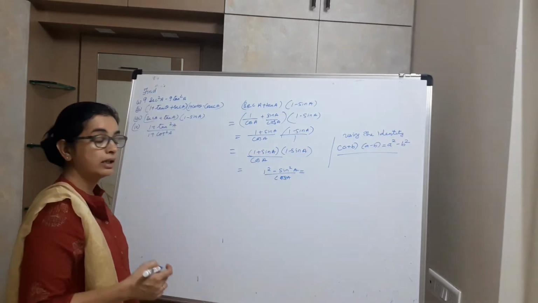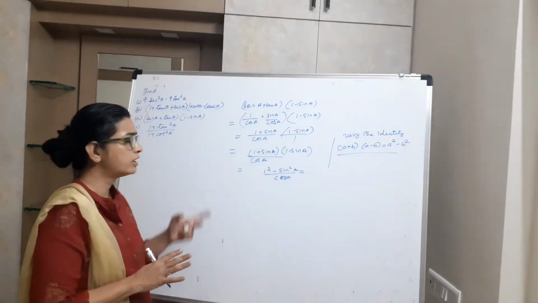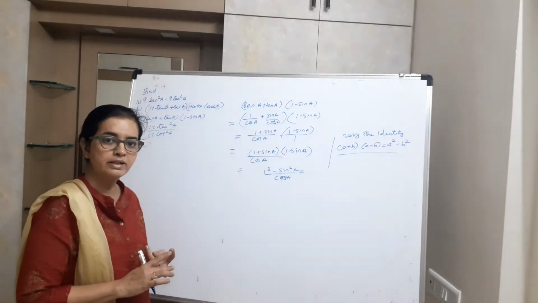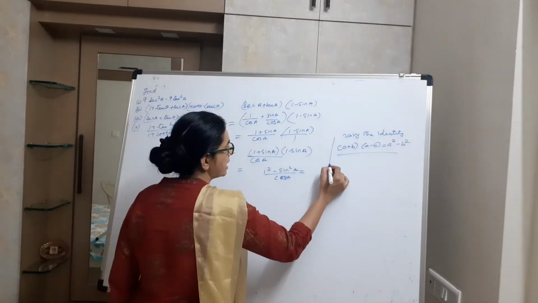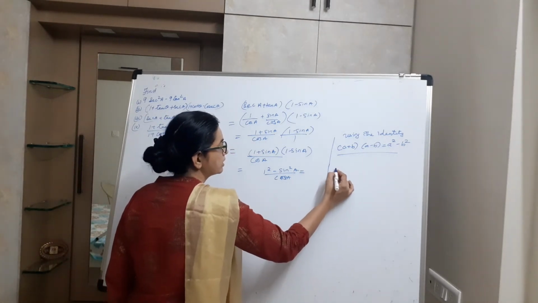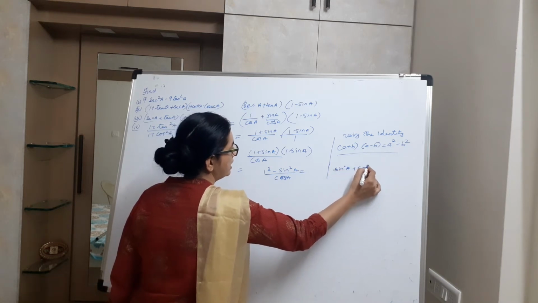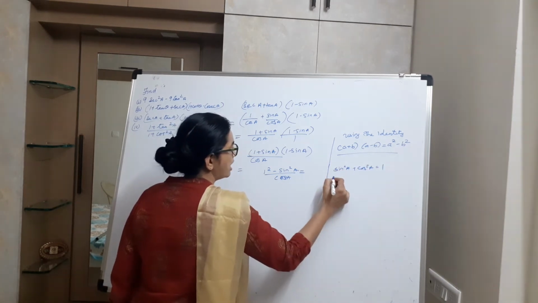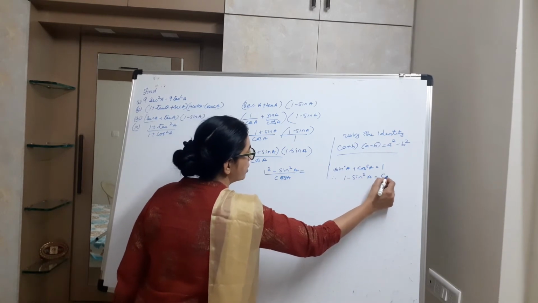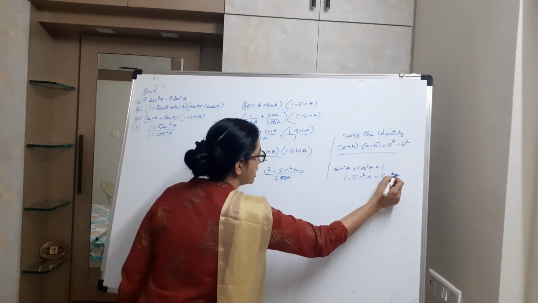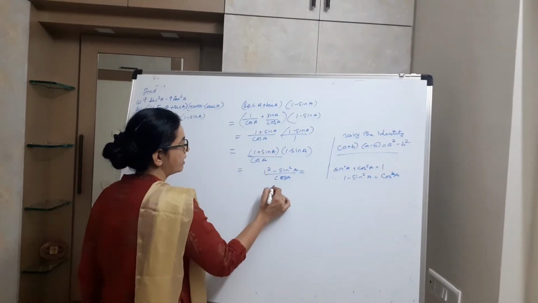Again, one more trigonometric identity. Here we are using both the identities in all the sums, the algebraic identity as well as the trigonometric identity. So 1 minus sin squared A, how do we get it? Sin squared A plus cos squared A is equal to 1. Therefore 1 minus sin squared A is equal to cos squared A. Using this identity, we are going to replace 1 minus sin squared A with cos squared A.